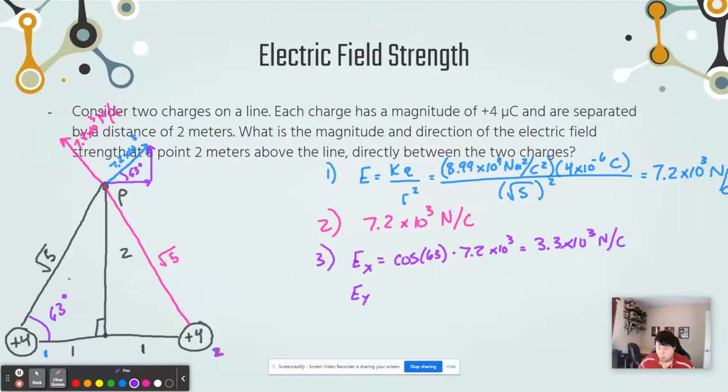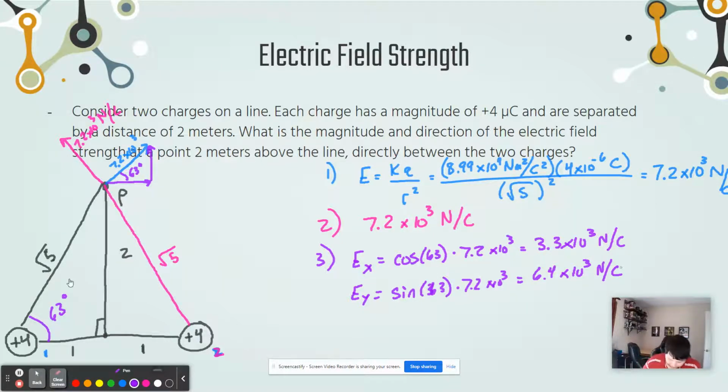To do my y component, I would do a similar thing, just with the opposite side of that triangle. And to do that, you would use sine. So sine of 63 times 7.2 times 10 to the third is 6.4 times 10 to the third newtons per coulomb. Okay, so I now know the values of the x and the y component of those there.